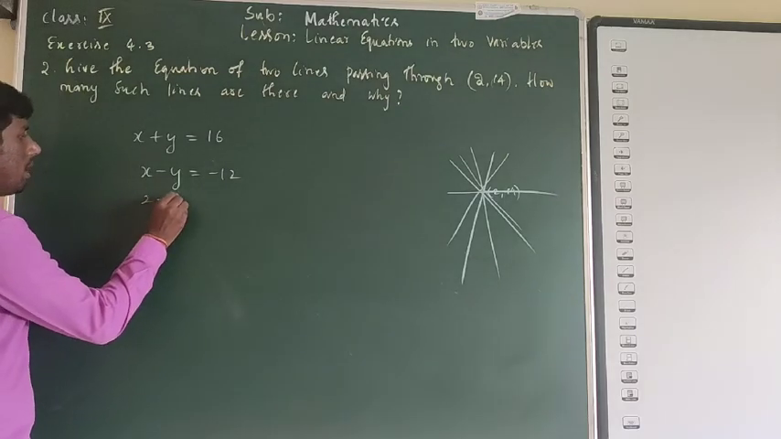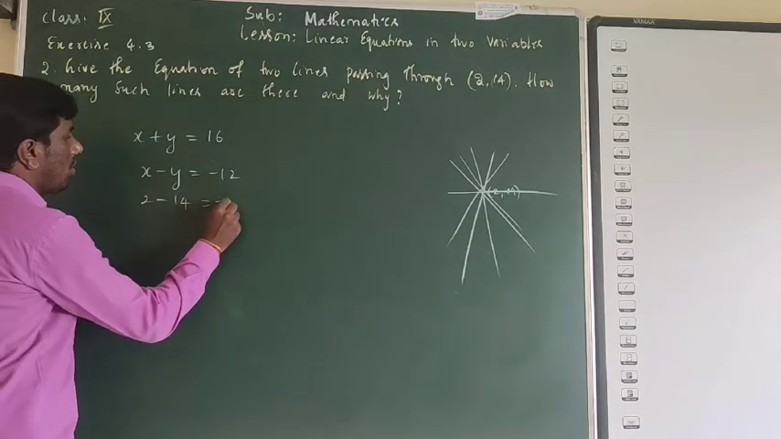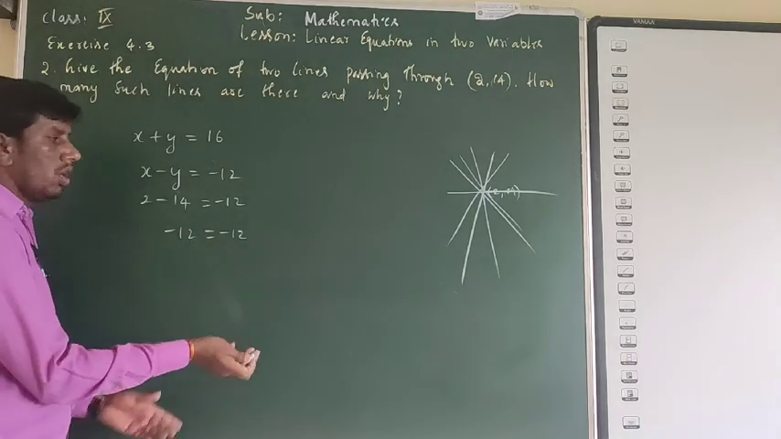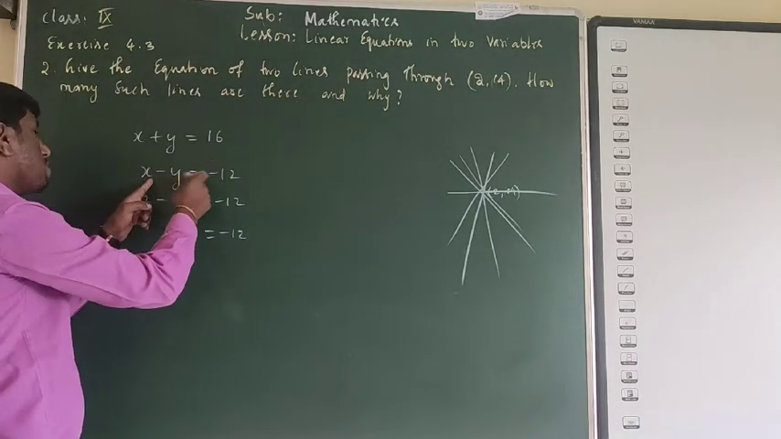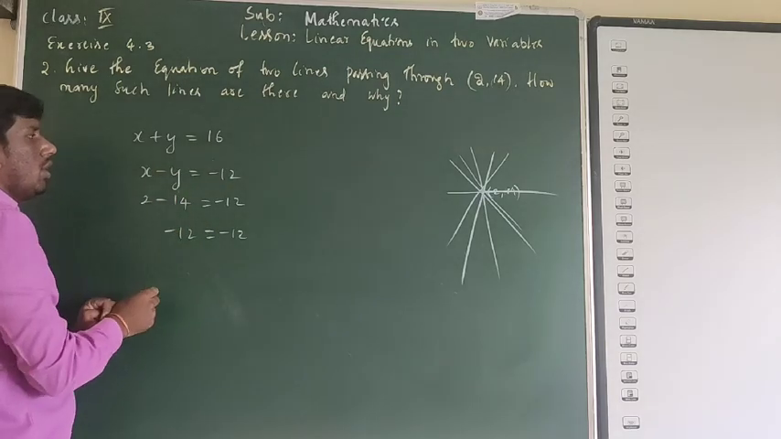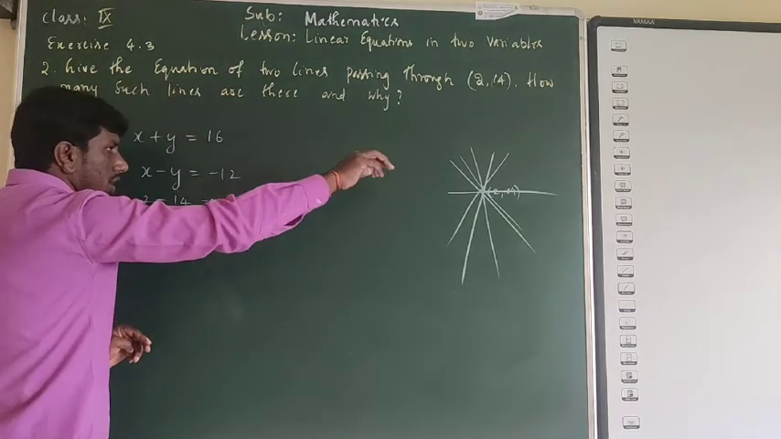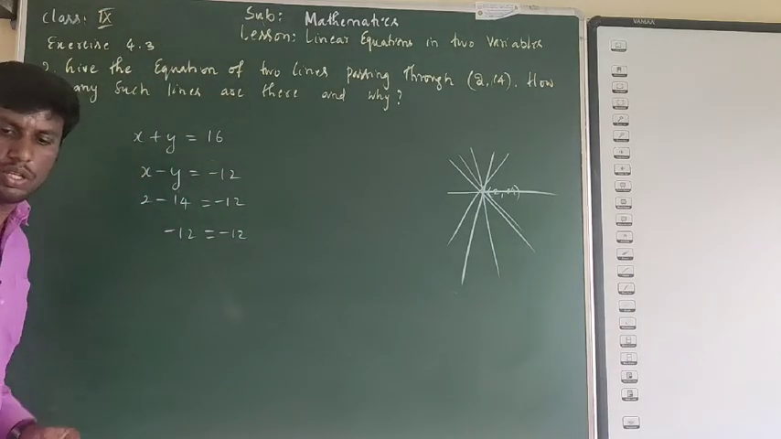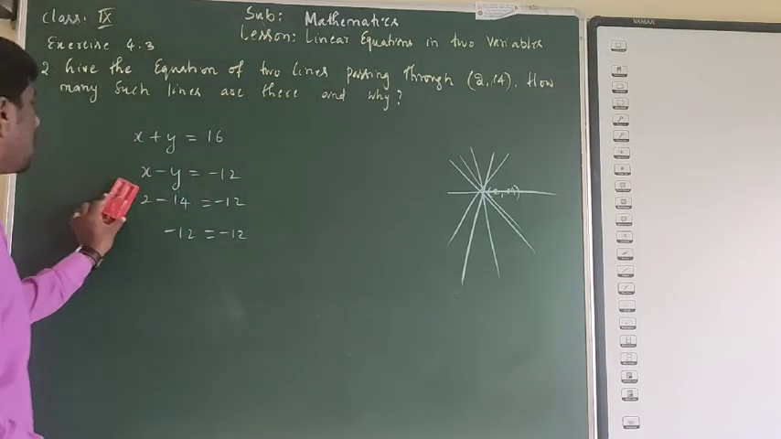So 2 minus 14 is equal to minus 12. Minus 12 is equal to minus 12. Therefore, (2, 14) lies on this line also. So this line passes through that point, and this line also passes through that point. So these are the two lines we can write.